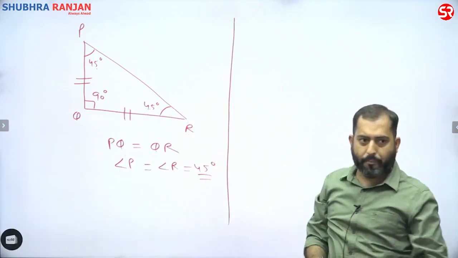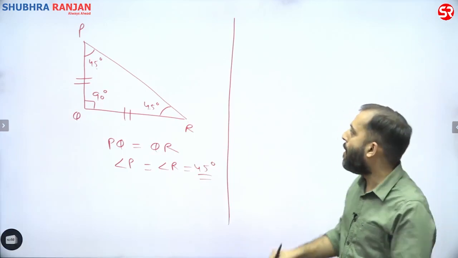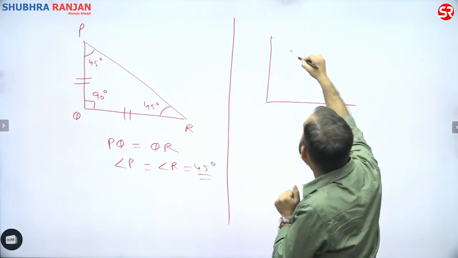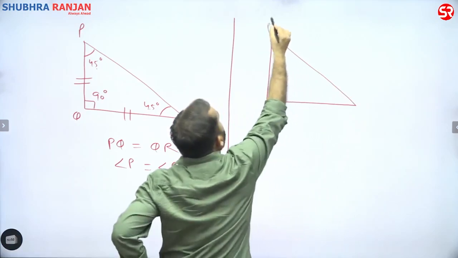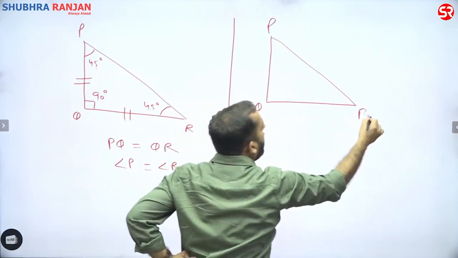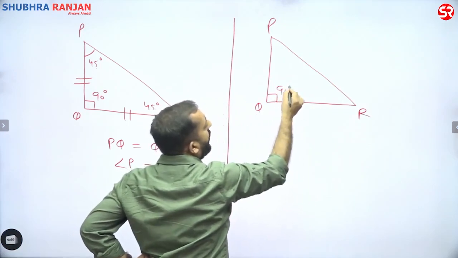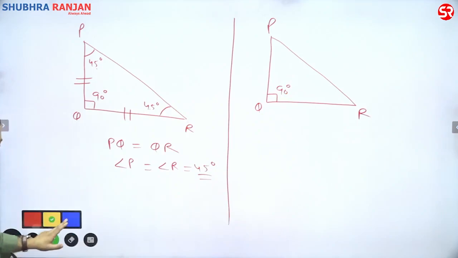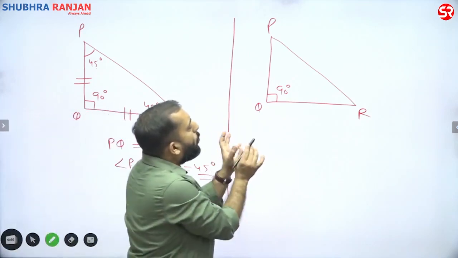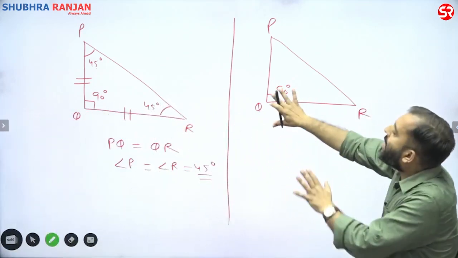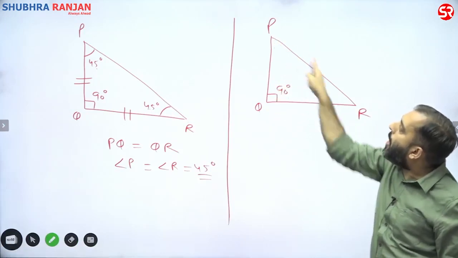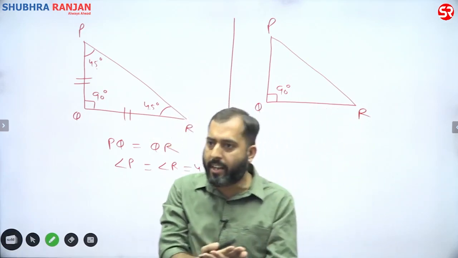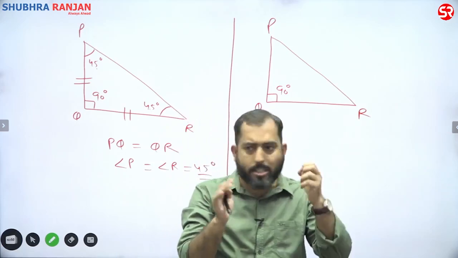Now case number two. Let's talk about a right angle triangle again. Let's talk about PQR again, and this angle Q is 90 degrees. Clear? Now in this case, this is damn sure a right angle triangle. It's damn sure that PR is going to be the longest side, because this side is opposite to 90 degrees and the hypotenuse is the longest side.